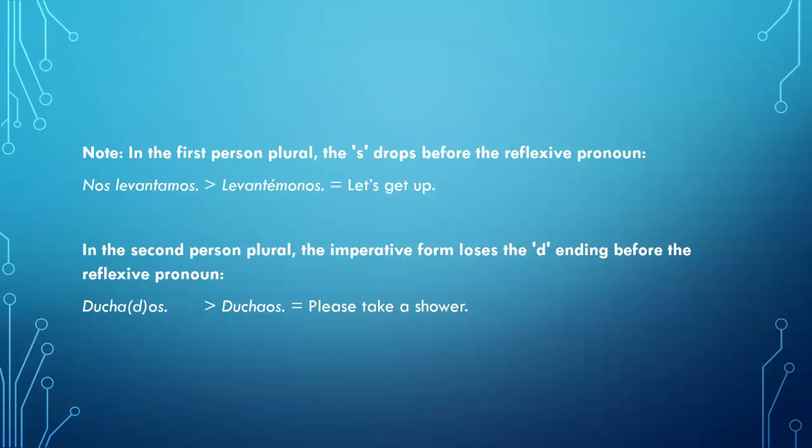In the second person plural, the imperative form loses the D ending before the reflexive pronoun. Ducharse, should be duchados, but we remove the D. Duchaos, please take a shower. But the exception is the verb irse, idos, there's still D.